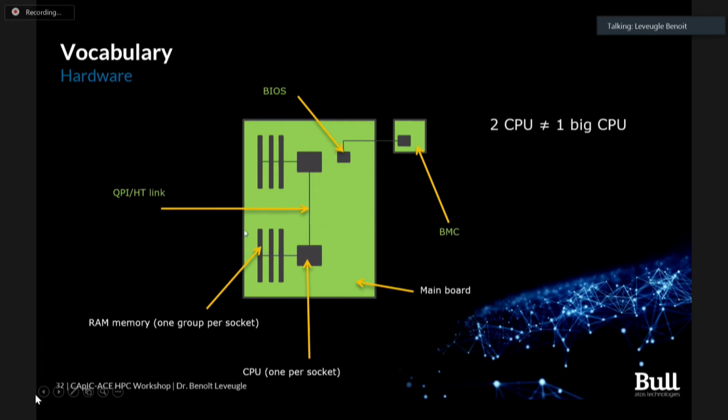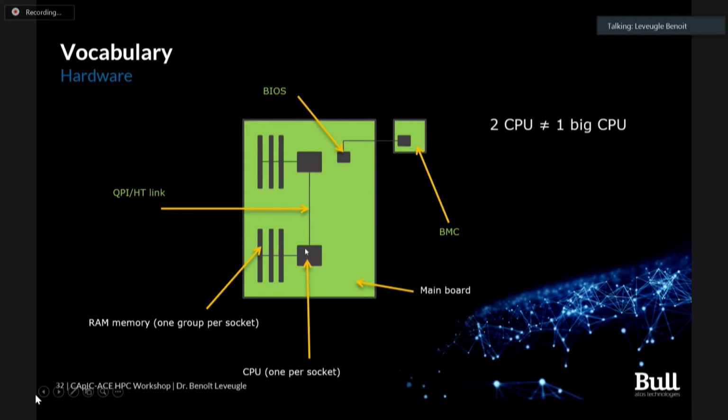Also, have a look here. There is something between the two CPUs called QPI or HyperTransport link. It's important to understand that when you have two CPUs in a motherboard, it's not like one big CPU. You will see that most people think, well, I have two CPUs with 10 cores, it means that I have a big 20-core CPU. No, that's completely false. Because when you have two CPUs, there is a specific link between them, but this link has a very high latency compared to direct access, for example, to memory.